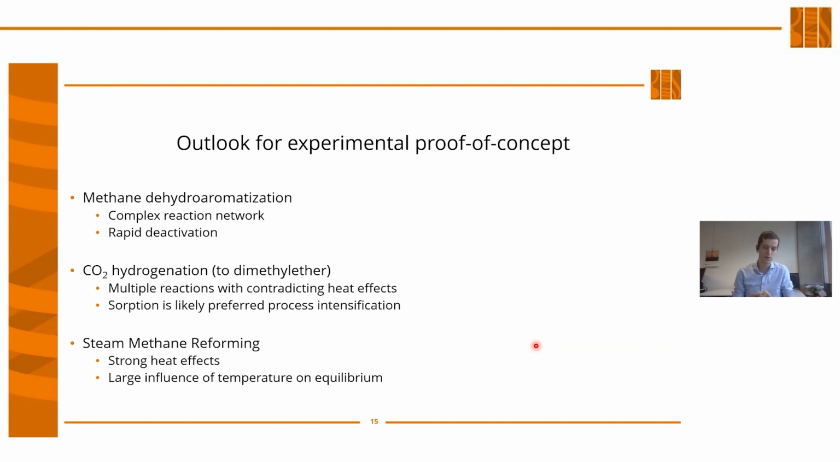And finally, what we are working on now is the steam methane reforming. Bit of an older reaction, but it has very, very strong heat effects. So we are talking 200 to 300 degrees temperature drop over just a few centimeters of reaction. And also the equilibrium very significantly shifts the other way when these heat effects take place.